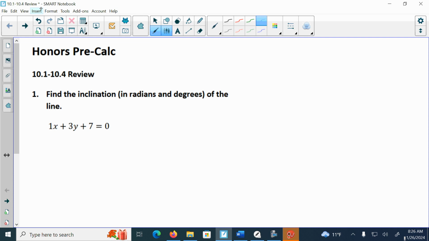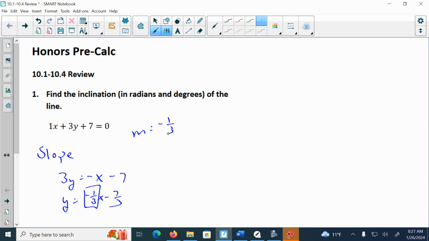So the first thing you're going to do to find the inclination of the line is find the slope. So to find the slope, I'm going to put it in slope-intercept form. So I'm going to say 3y is equal to negative x minus 7. Divide everything by 3. So negative 1/3 x minus 7/3. I just really need this slope. So my slope is equal to negative 1/3.